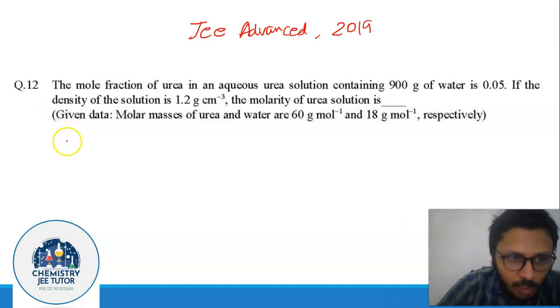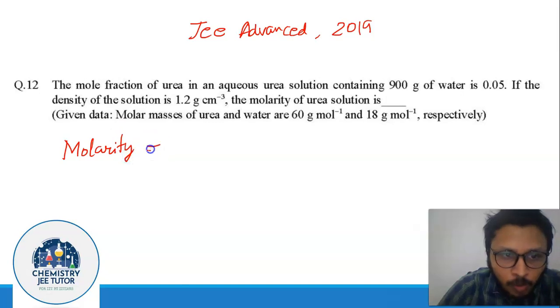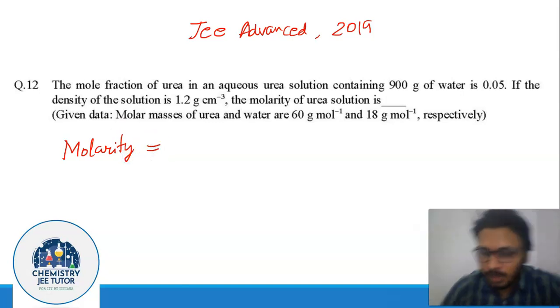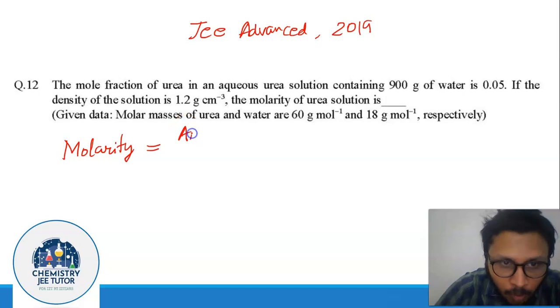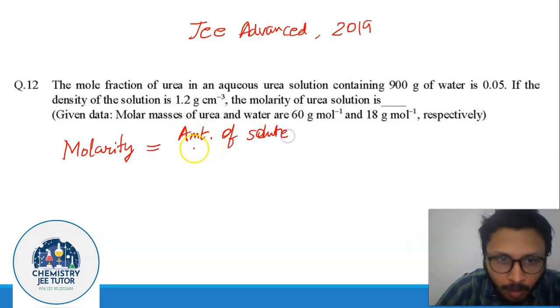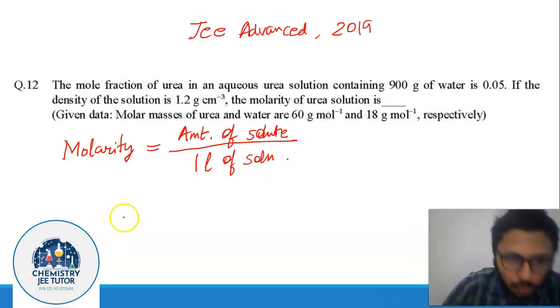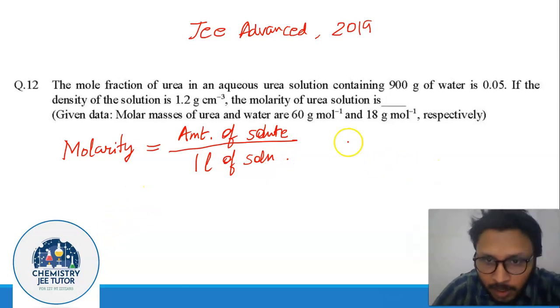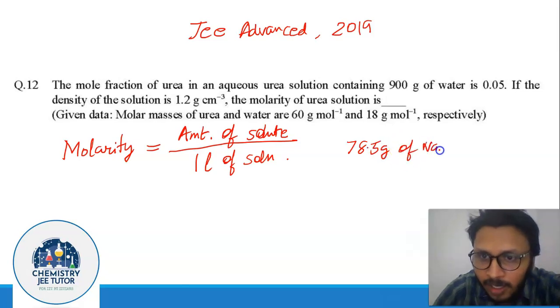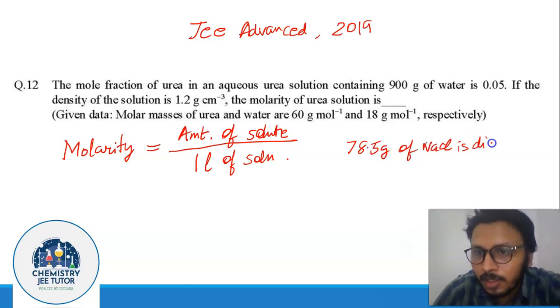I will talk a little about what is molarity. Molarity is the amount of solute present in 1 liter of the solution. Suppose we have NaCl solution. Suppose the question is given as 78.5 gram of NaCl is dissolved in 1 liter of aqueous solution.